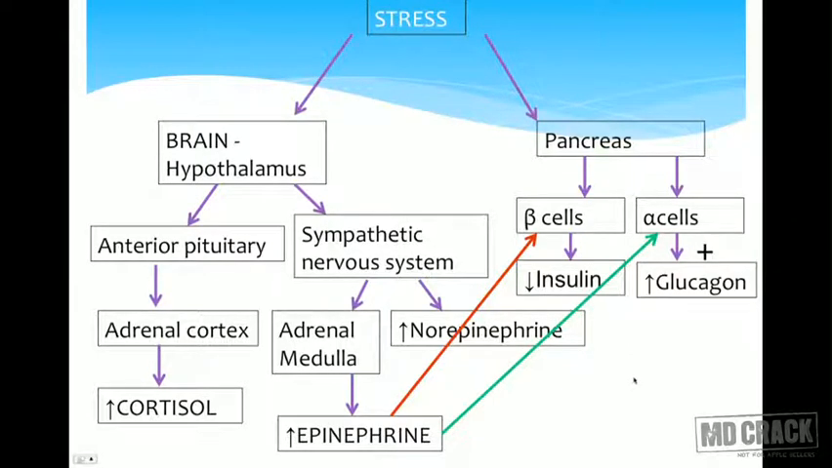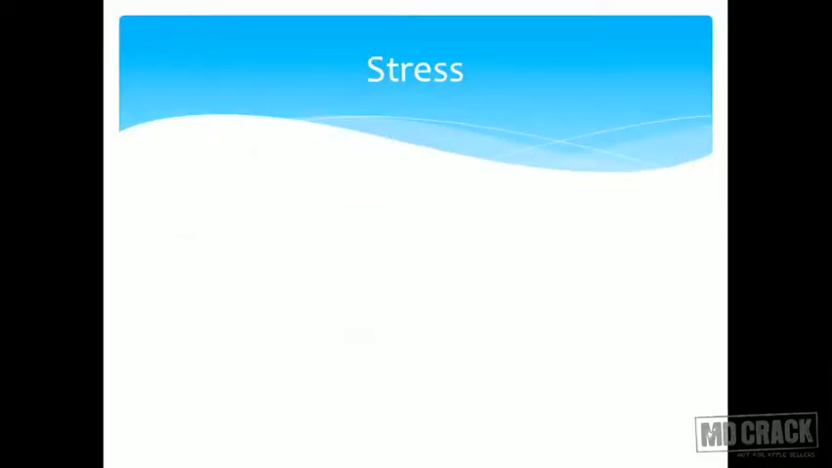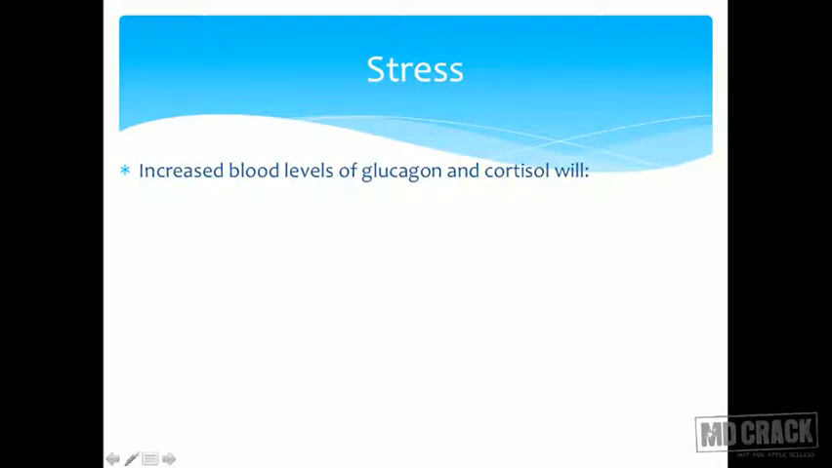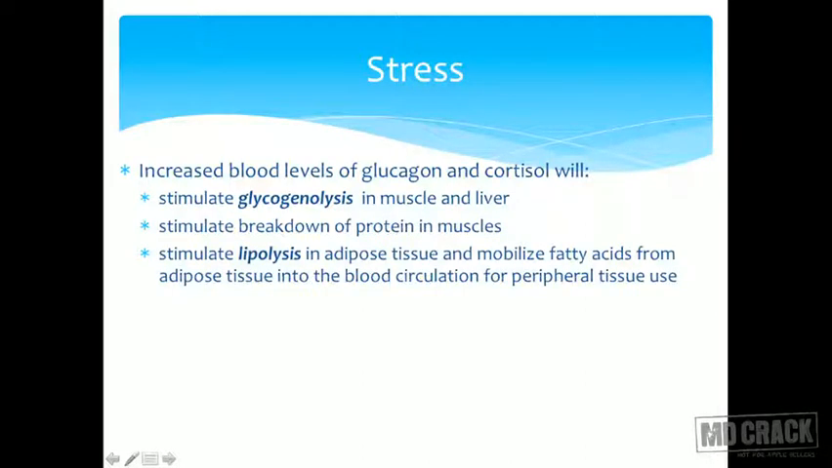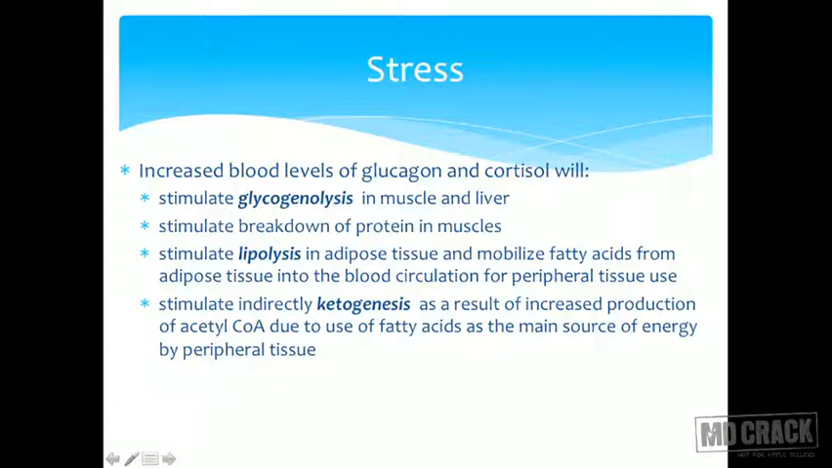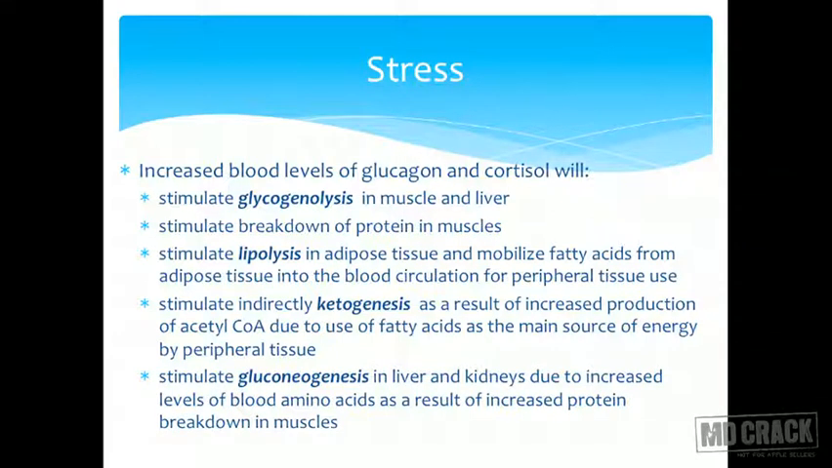And why is this happening? So that the brain can start utilizing more glucose. Okay, so an increase in blood levels of glucagon and cortisol will stimulate glycogenolysis in muscle and liver, stimulate breakdown of protein in muscle, and stimulate lipolysis and mobilize fatty acids from adipose tissue for peripheral tissue use. It will also indirectly stimulate ketogenesis as a result of the increased production of acetyl-CoA, where fatty acids are used as the main source of energy by peripheral tissues. And it also stimulates gluconeogenesis in liver and kidneys due to increased levels of blood amino acids as a result of protein breakdown in muscle.